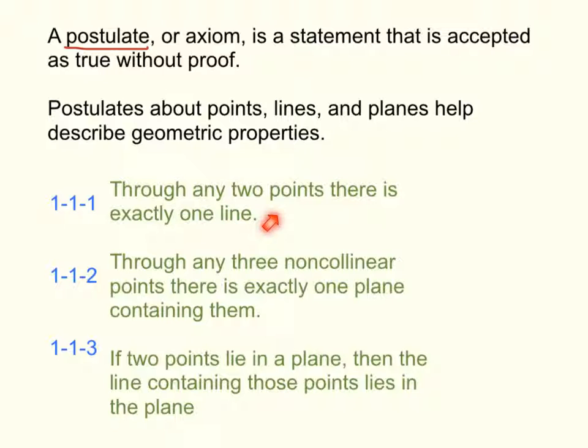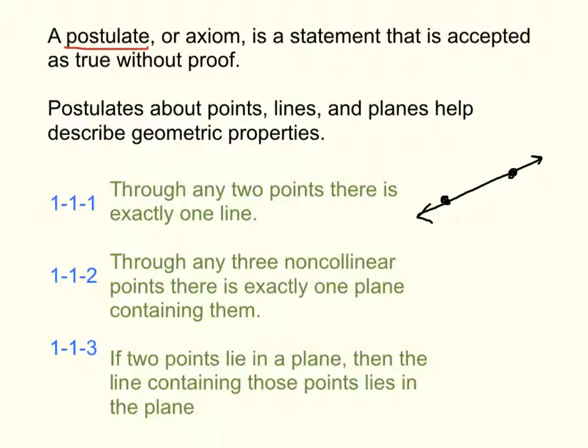I'm never going to say which postulate tells me that through any 2 points there is exactly 1 line. You don't need the numbers at all. All I care about are the actual postulates, the sentences, the statements that we know already are true. So postulate 1-1 says that through any 2 points, there is a line. That means if I have a point and I have another point, there is a line that goes through those 2 points.